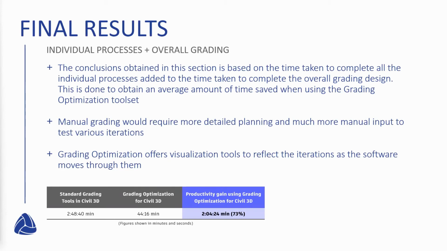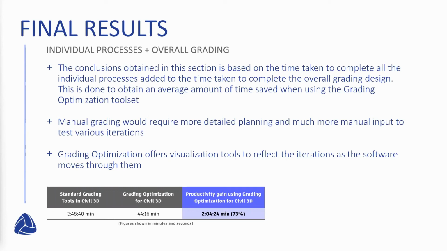This is just as a guideline, approximately on a 16-acre project. This is the amount of time that these guys have saved on their project. And I believe that does tend to show what the software can do, where the power of grading optimization lies.